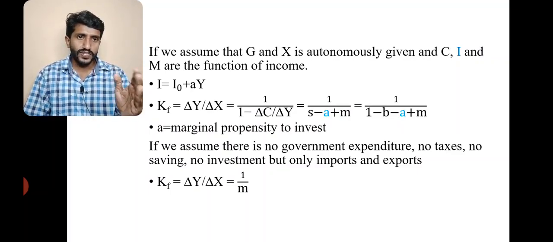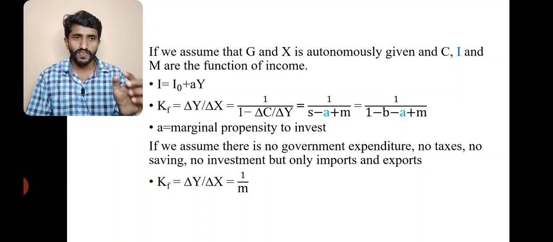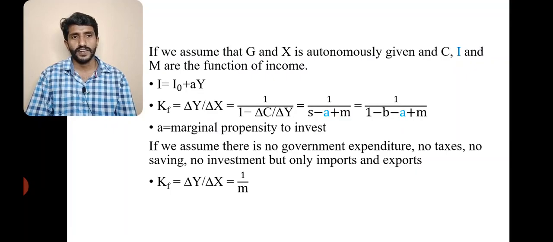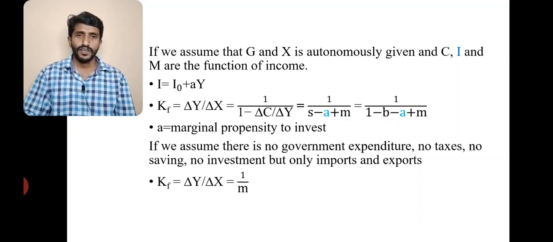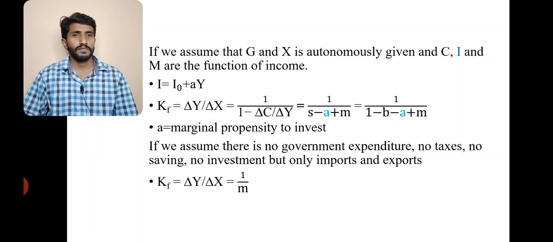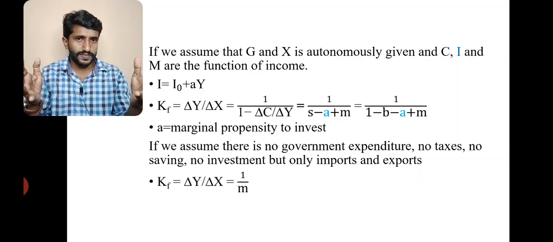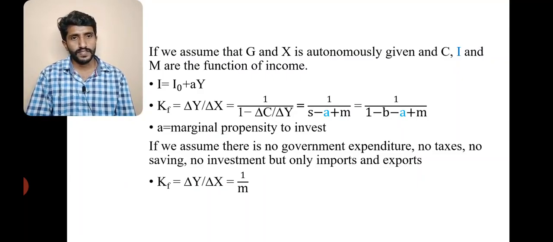The equation can be written as 1 divided by s minus a plus m. So minus a is also added in the equation. Before it was 1 divided by s plus m, but now minus a is also added. We can also elaborate it as 1 divided by 1 minus b minus a plus m, which will be the foreign trade multiplier if we make investment a function of income. For the detailed derivation of how this equation comes, you can check Rana and Verma. It is given there.